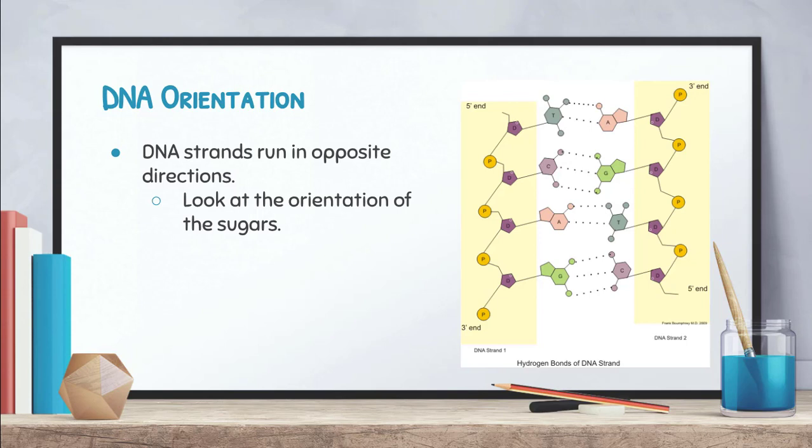So if we look on the left-hand side of the molecule of DNA, the 5' end is towards the top and the 3' end is towards the bottom. If you look at the opposite strand of DNA, the 5' end is towards the bottom and the 3' end is towards the top. All that means is that we just have strands that essentially run in opposite directions.